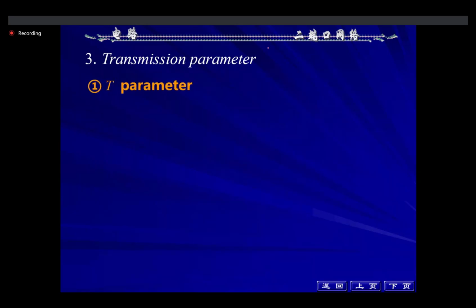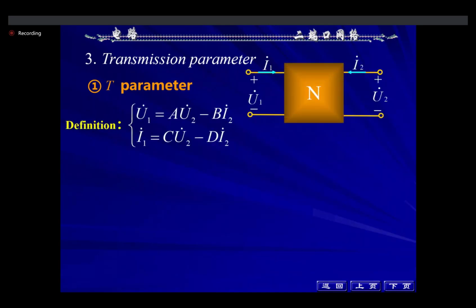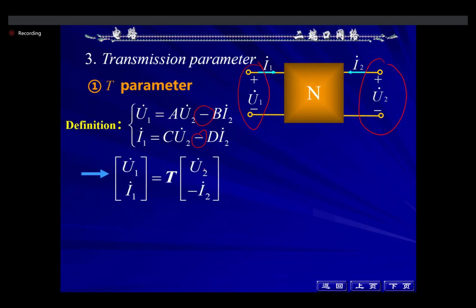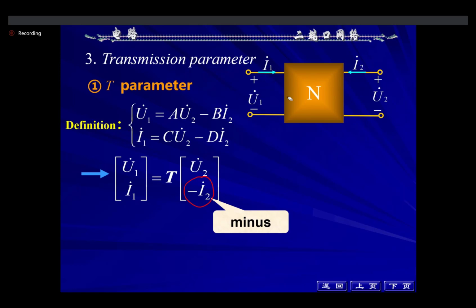We use T to express the transmission parameter. We define U1, I1, using the output to express the input. Pay attention, this has a negative. When we write it in matrix form, we have a minus in this position. Why do we have a minus? Because the definition of the two-port network is that I2 flows into the network.